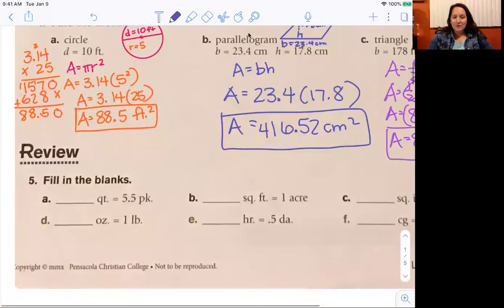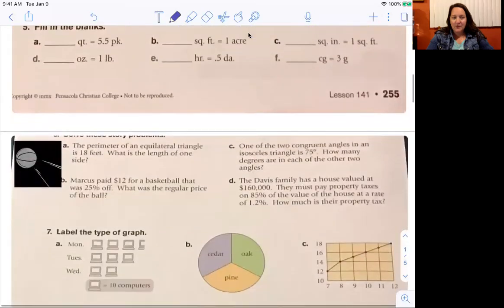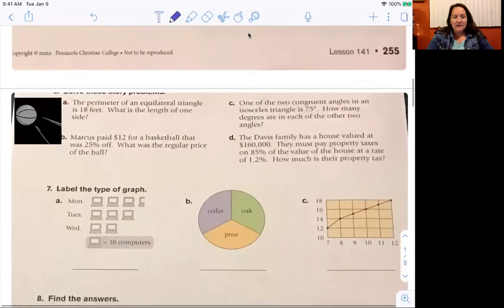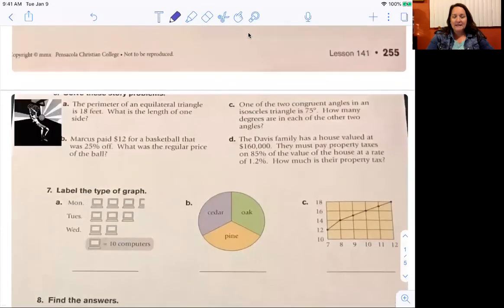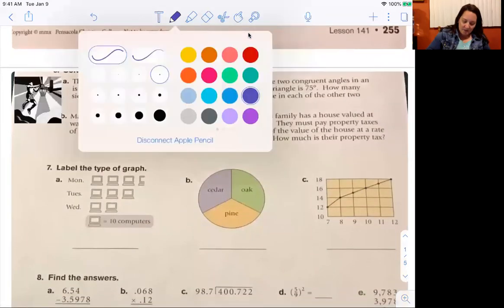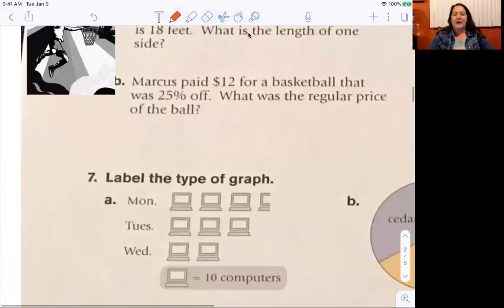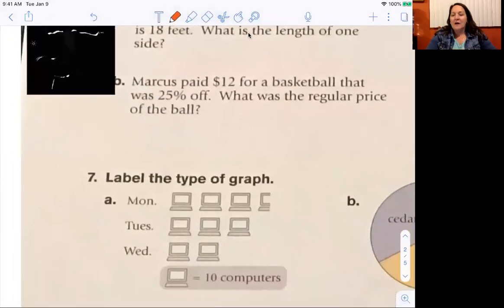Now let's move on to, I think we're going to go ahead and skip over 5. I'd like to look at 6A, actually 6B. Let's look at 6B. That's where our little picture guy is from, is 6B. It says Marcus paid $12 for a basketball. That was 25% off. What was the regular price of the ball?